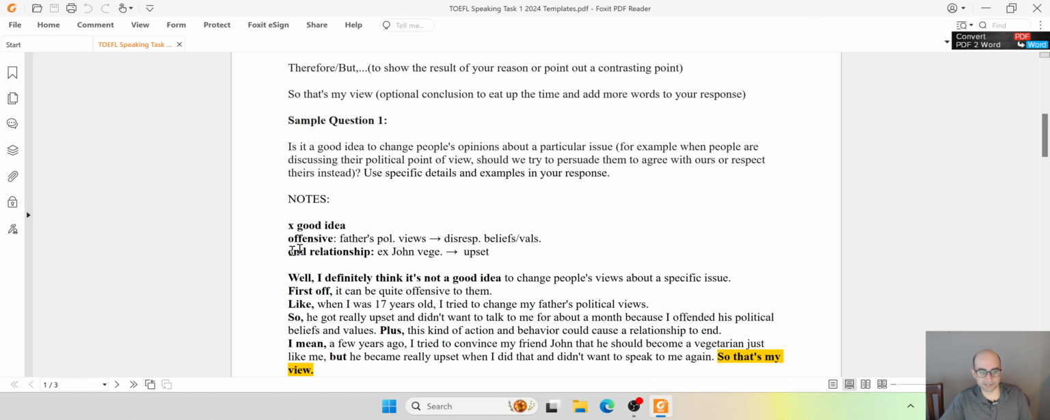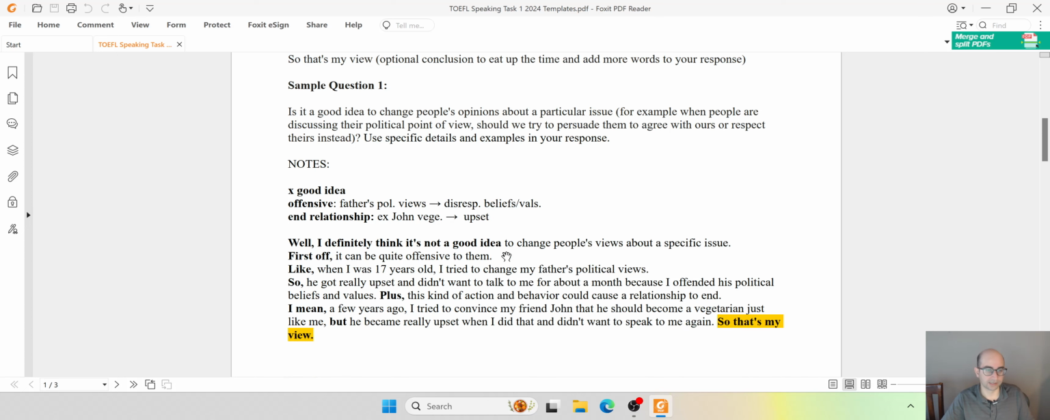Then I came up with my second reason, doing this is kind of dangerous. It can end friendships or relationships. And then I use John as an example, like an imaginary friend, could be a real friend. And then I mentioned how I tried to make this individual become a vegetarian and this made them feel upset. So when you read off your notes, this will help you come up with this kind of response. So this is just a sample.